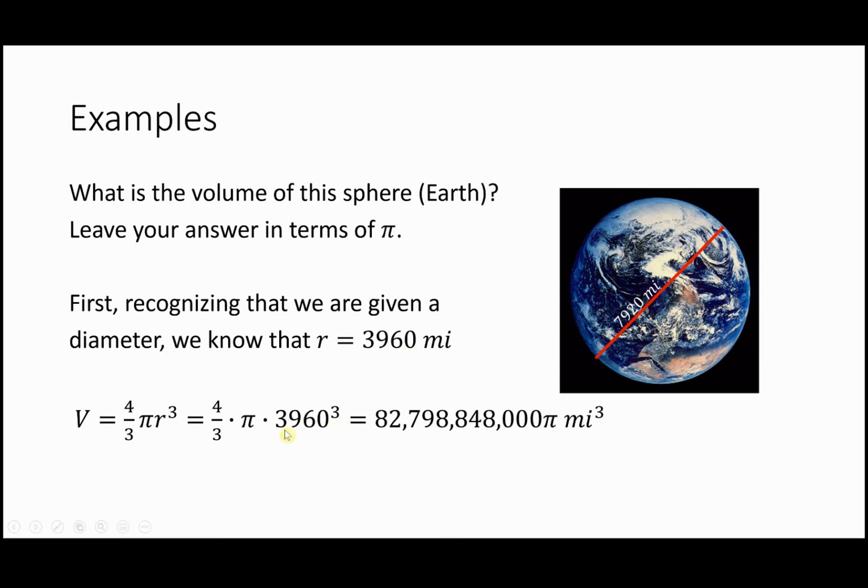Oh, Lord. So that's going to be a really big number. But once you simplify it with the 4/3, you're going to have 82,798,848,000 pi miles cubed. Yikes! So the fact that we left this answer in terms of pi is to get an exact answer, because it was explicitly asked of us. Just notice that as big as this number is, it's got to be a little bit more than tripled in order to get the approximate value here. It's a wildly big number. But that's what we would expect. The Earth is a big place and it's got a very large volume.